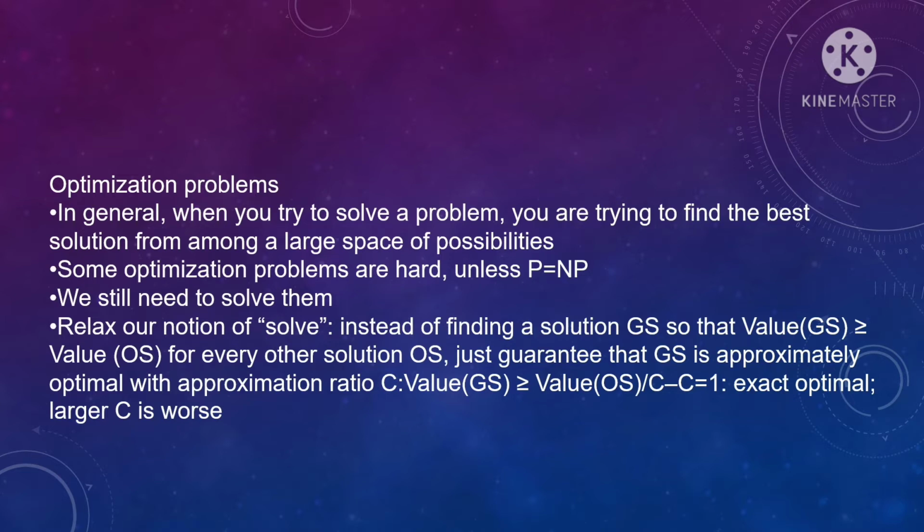Some optimization problems are hard unless P equals NP. We still need to solve them, so we relax our notion of solved. Instead of finding a solution GS so that value(GS) >= value(OS) for every other solution OS, we just guarantee that GS is approximately optimal with the approximation ratio: value(GS) >= value(OS) / c. When c equals 1, it is exactly optimal.